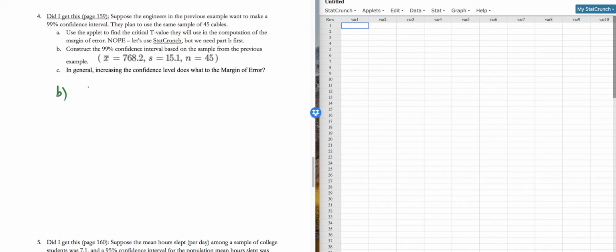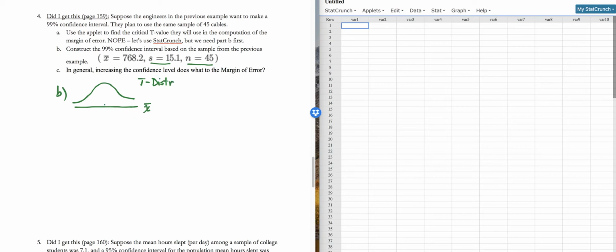So we're going to construct the 99% confidence interval based on the sample from the previous example. And here were the sample results that were included. Notice with this sample size of 45, we know that the sampling distribution of sample means will be normal. However, since we are only given the sample standard deviation, we will need to use the t-distribution. So we will use that.